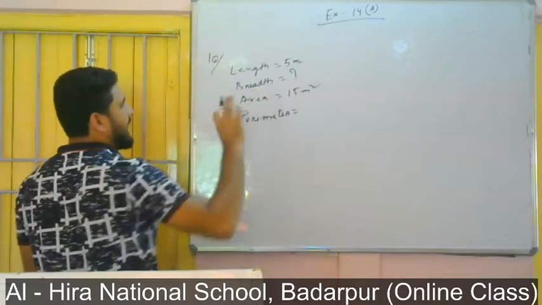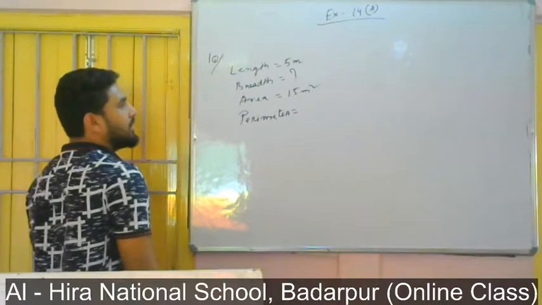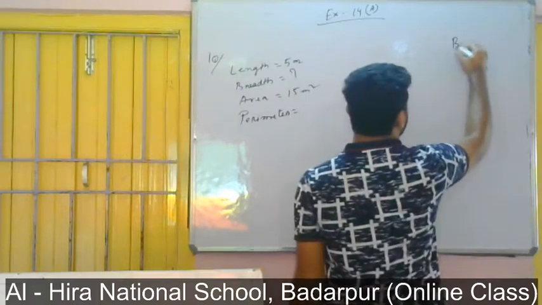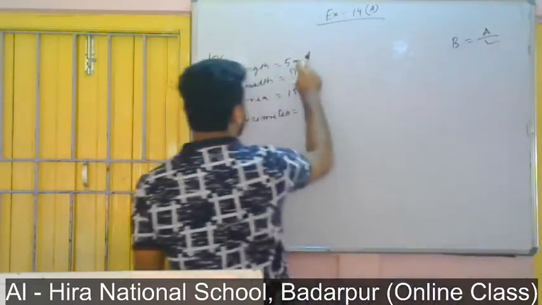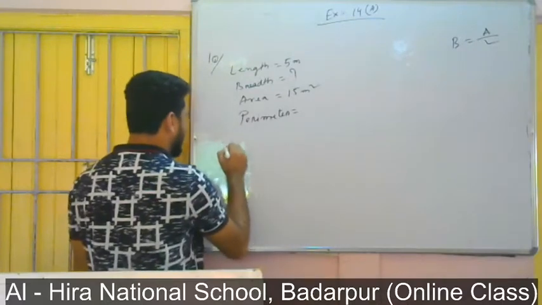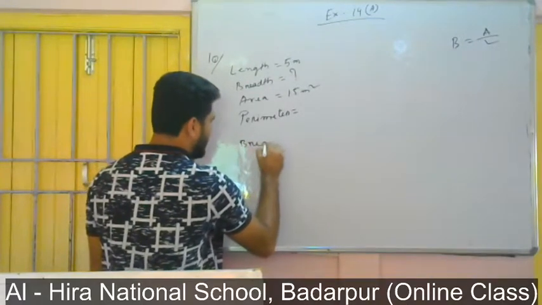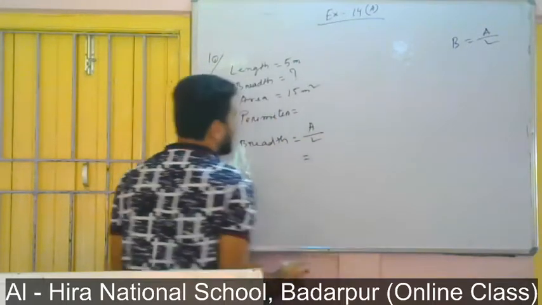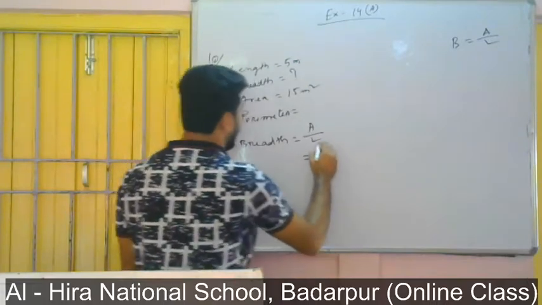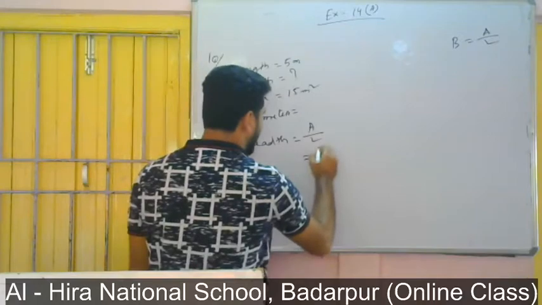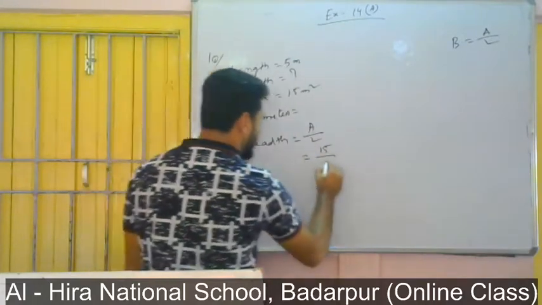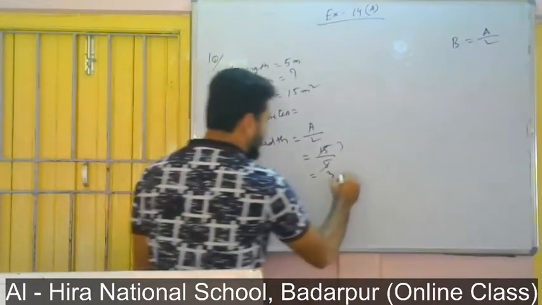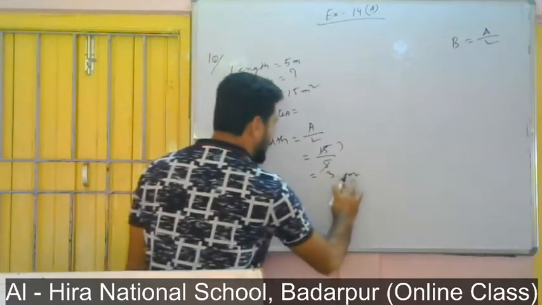We have to find breadth, and we know the formula for finding breadth. Breadth equals to area by length. So length is there, so we'll divide. Therefore breadth equals to area by length. Area is 15, length is 5. If I cancel, 5 3s are 15. That means breadth equals to 3, not centimeter, meter, 3 meter.